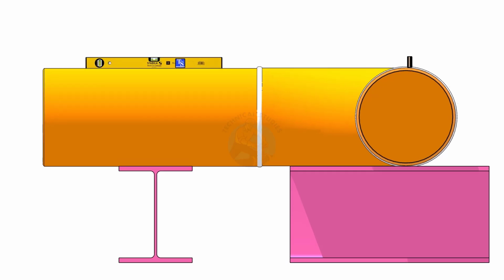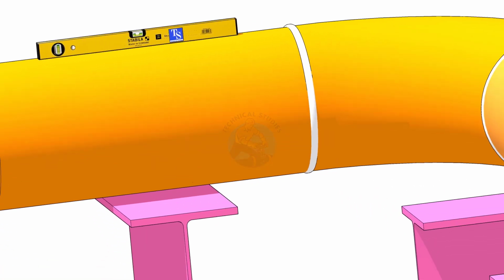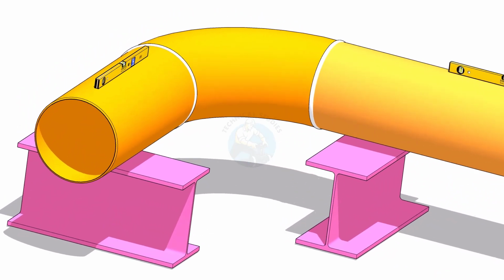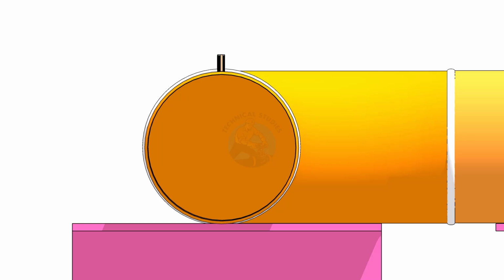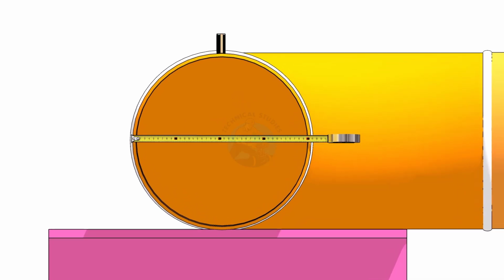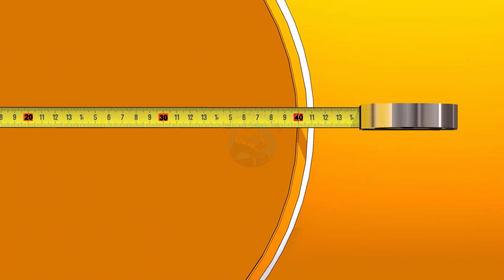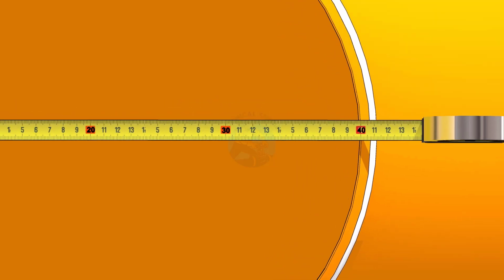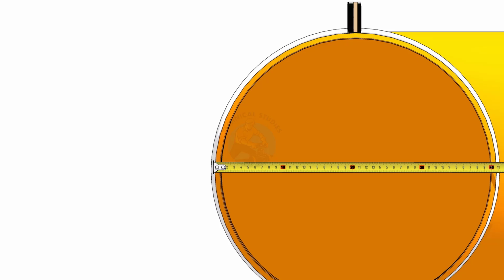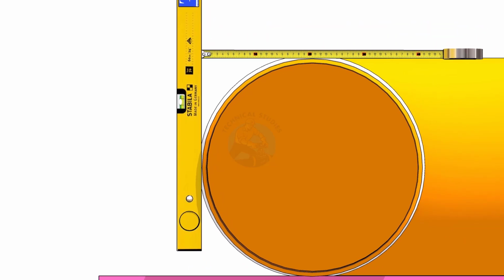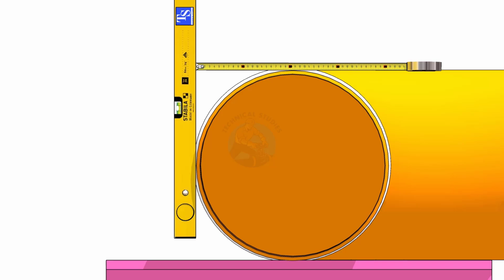To begin, make sure the spool is level, no matter the pipe shape. Start by measuring the outer diameter, OD, of the pipe. Hold a spirit level vertically against the side of the pipe and mark the top center, that's half the diameter from the side.